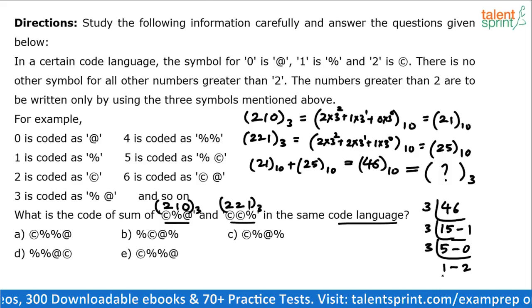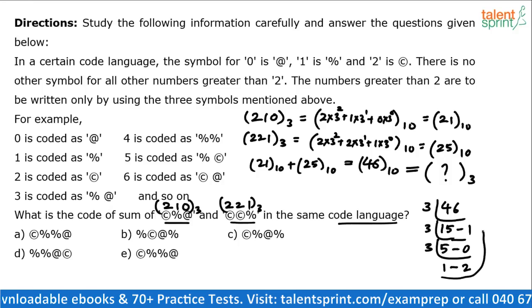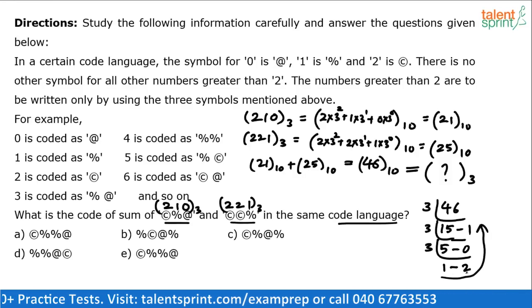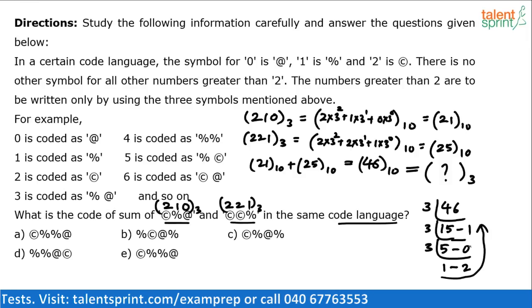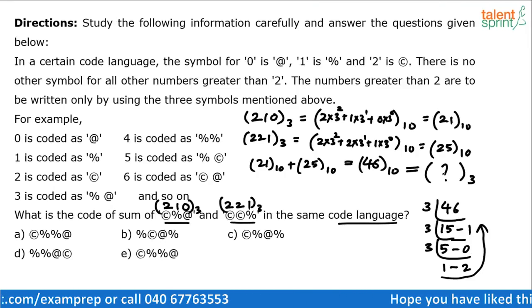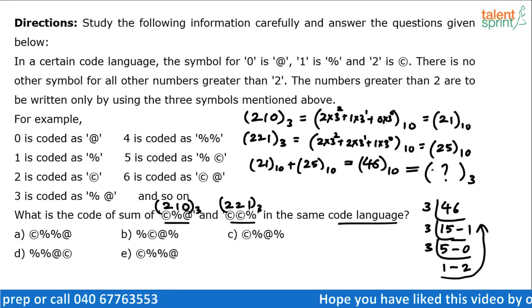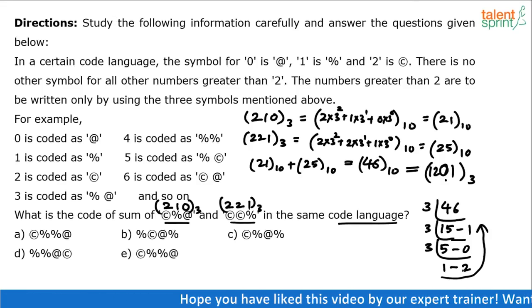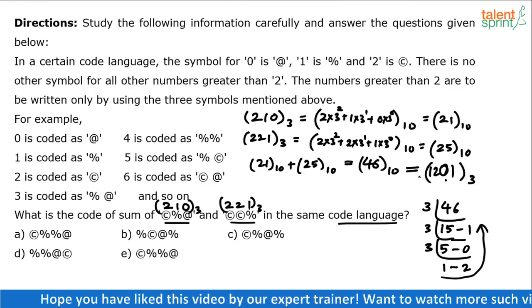Now how do you write that ternary number? You have to write the remainders in this order, starting from this one: 1, 2, 0, 1. All the remainders have to be taken. Meaning 46 in the ternary system is going to be 1, 2, 0, 1. Now you know what each digit is in this ternary system, right?